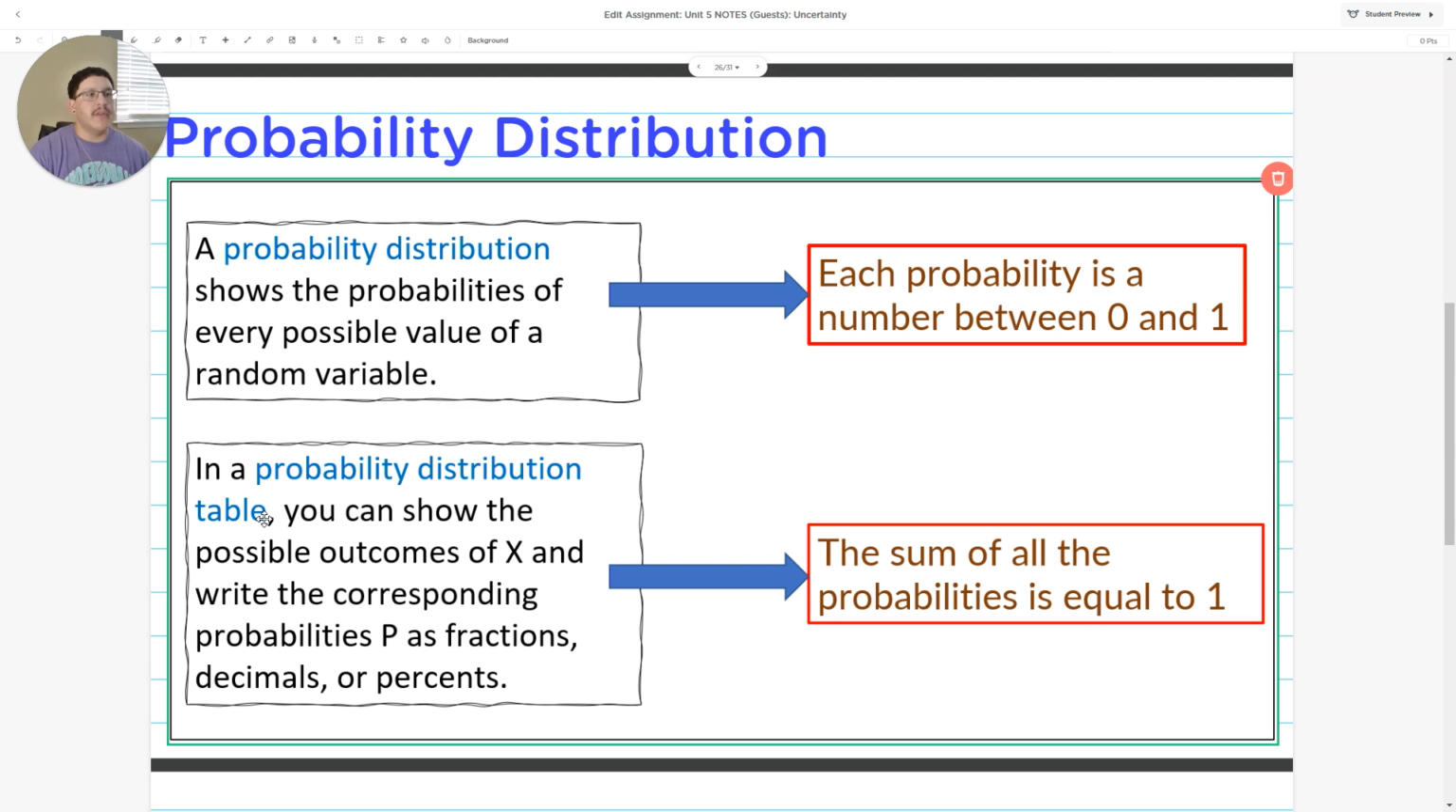In a probability distribution table, you can show the possible outcomes of x, the random variable, and write the corresponding probabilities, p, as fractions, decimals, or percents. The sum of all probabilities is equal to 1. So, a probability distribution table organizes all the possible outcomes of the random variable into a chart and shows you what those probabilities are for every single one of them. And when you add up all the probabilities together, it should total up to 1.